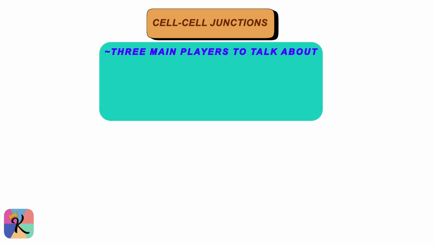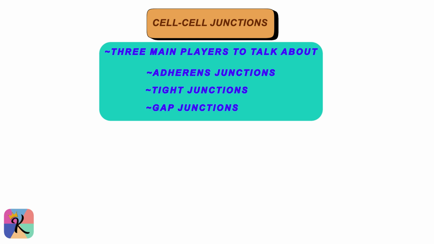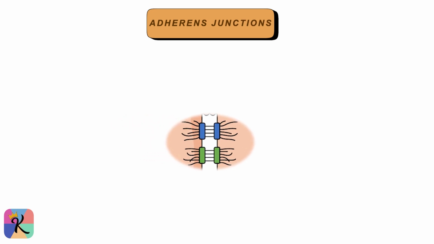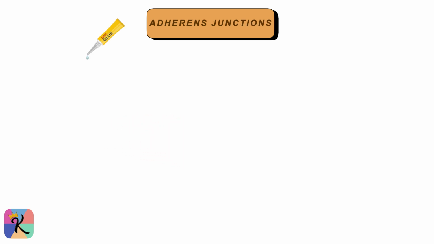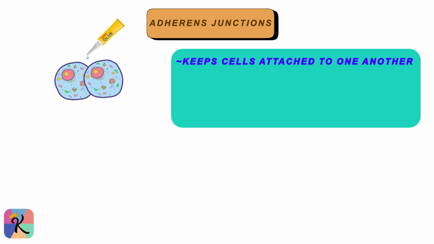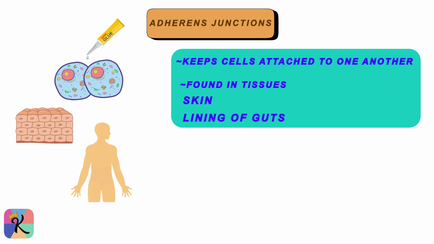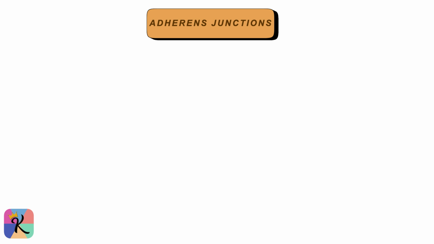When it comes to cell-cell junctions, we've got three main players to talk about: adherens junctions, tight junctions, and gap junctions. Each of these has a unique structure and serves a specific function that helps maintain the integrity of our tissues. First up, let's talk about adherens junctions. These are like the strong glue that keeps cells attached to one another side by side. You'll find them in tissues that experience a lot of wear and tear, like your skin or the lining of your gut.